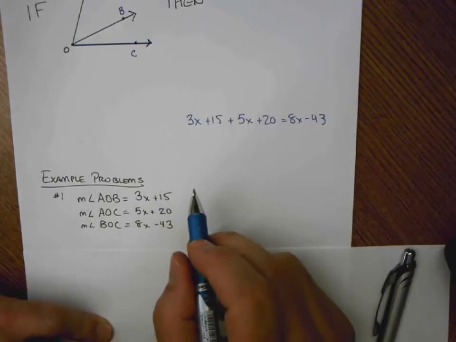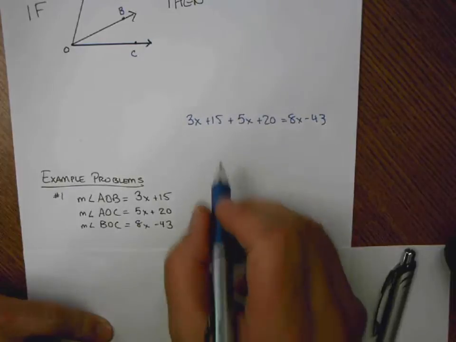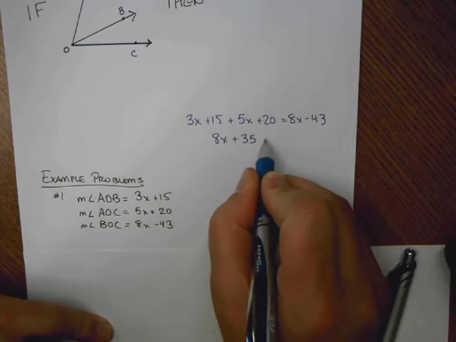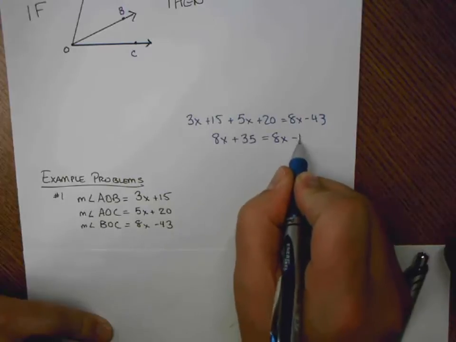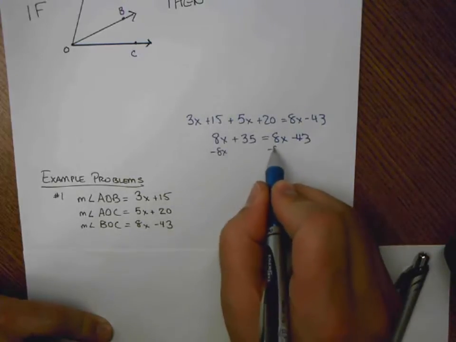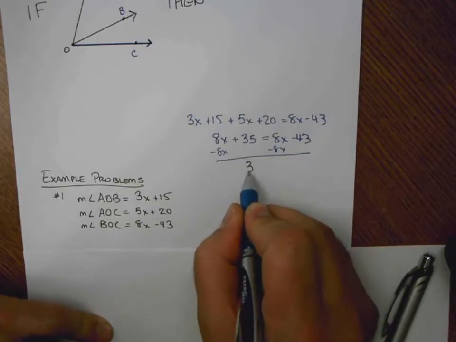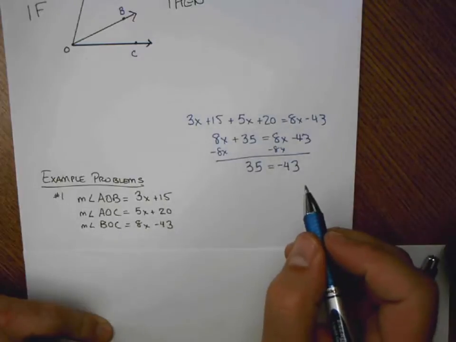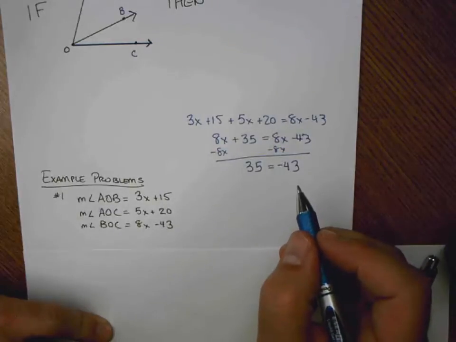Now that I've got this in front of me, I immediately go to solving. That's what we've learned to do in algebra, so that's what we would fall back on. I'd combine like terms. However, as you'll notice in this case, I get a solution that doesn't make a lot of sense. I didn't find the value of x. I found that 35 equals negative 43.